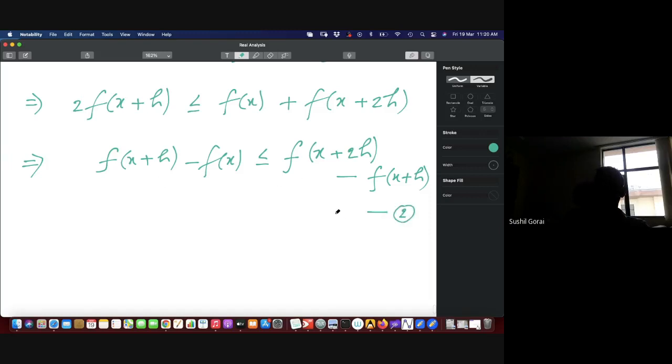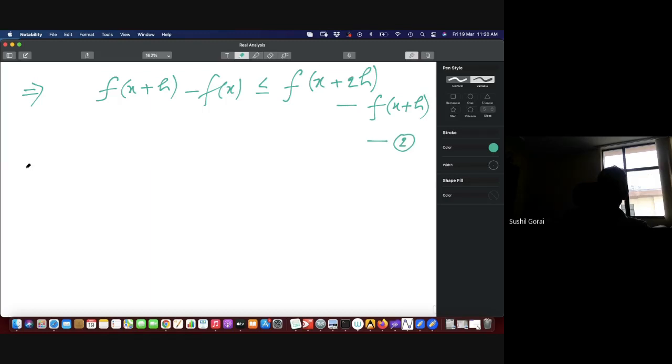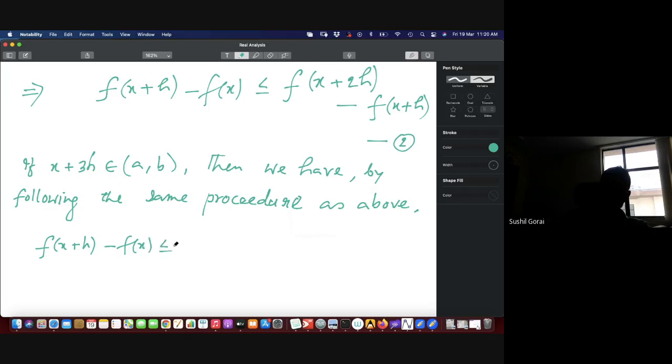Now the point is here. So if x plus 3h belongs to AB, same as this one, then by following the same procedure as above, we have f of x plus h minus f of x less or equal to f of x plus 2h minus f of x plus h less or equal to f of x plus 3h minus f of x plus 2h. Right? Do you agree with this?